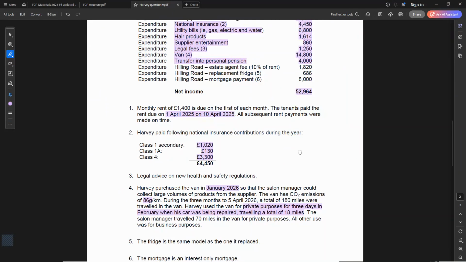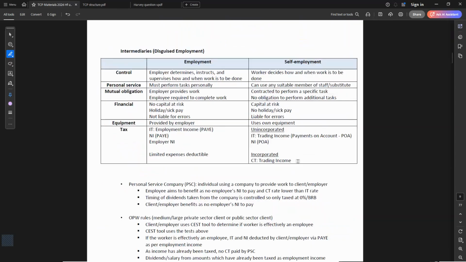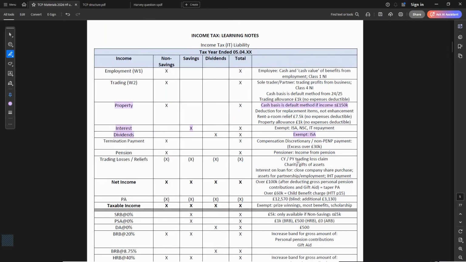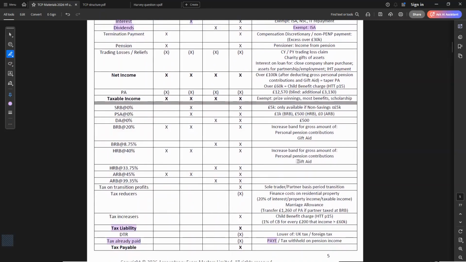We know that Harvey transferred the amount into a personal pension scheme. And when we looked at the pension class, we know that the way individuals get tax relief for pension contributions is that they receive tax relief at the basic rate when the amount goes into the pension scheme. So although Harvey has contributed £4,000, this will be grossed up for the basic rate tax for the amount that goes into the scheme. And then if he's a higher rate payer or an additional rate payer, we need to increase the band for the amount of the gross personal pension contribution.